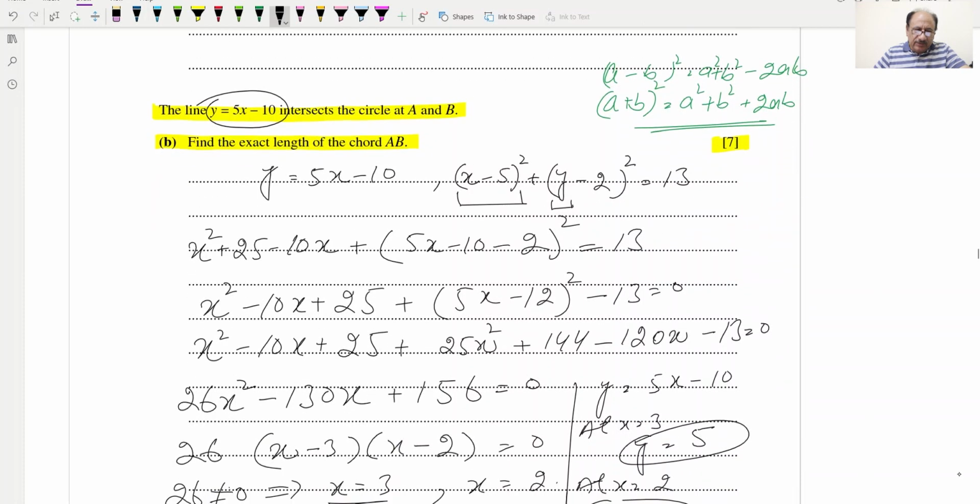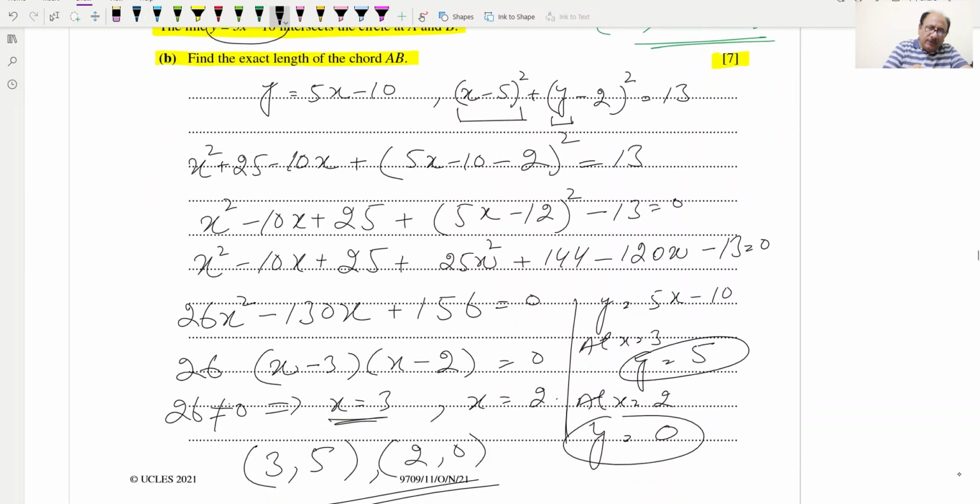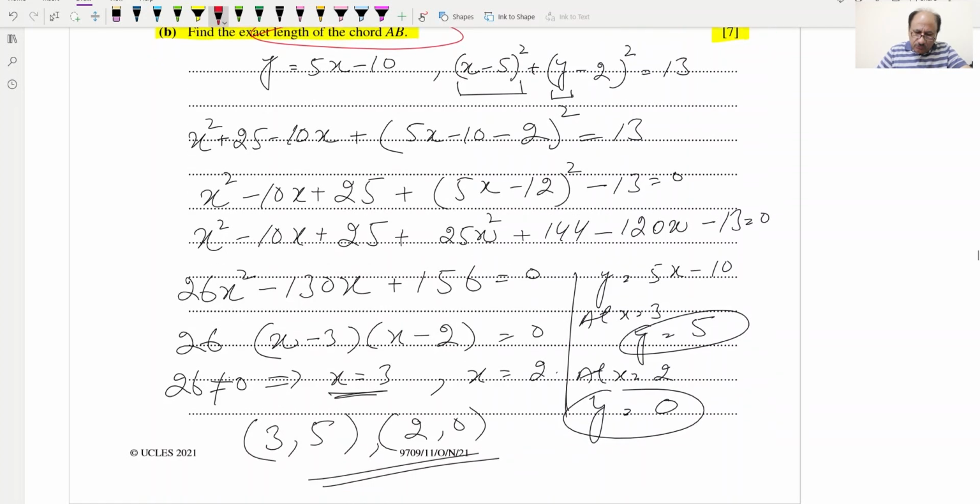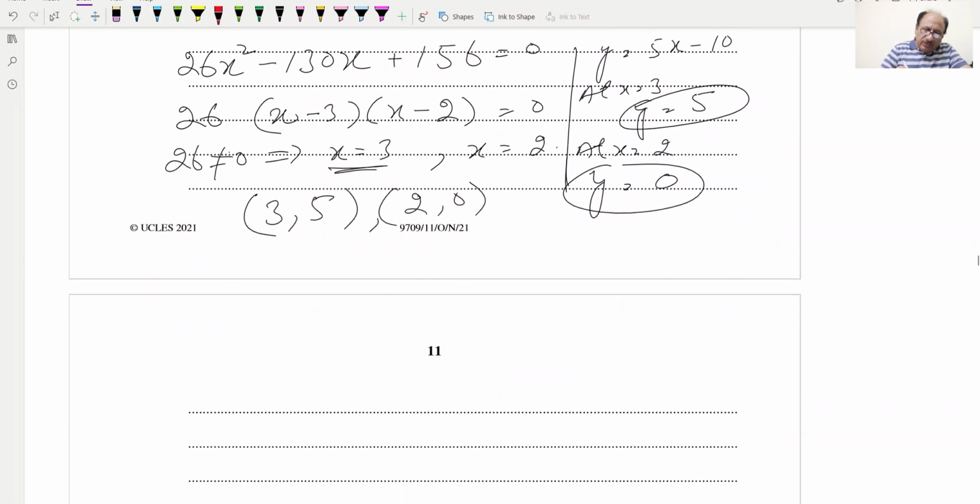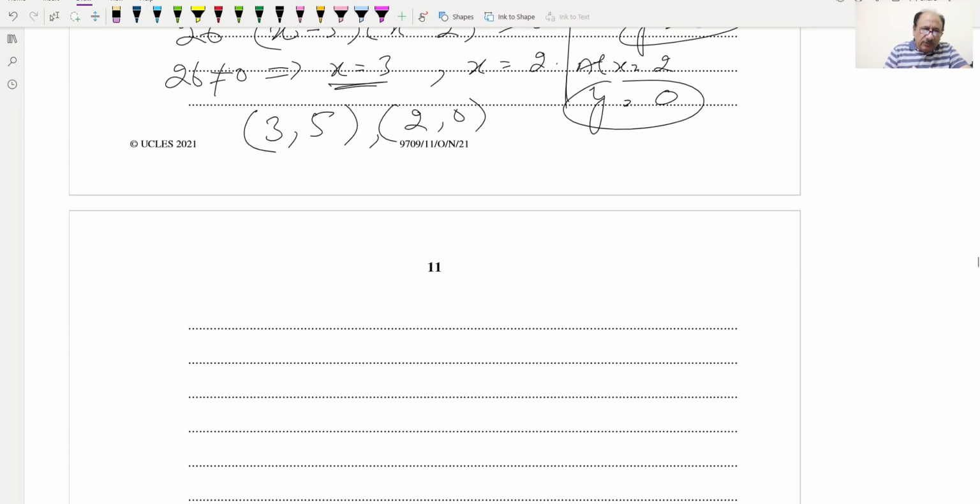And then they are saying find the exact length of the chord. To find the length of the chord, we are using these 2 points, and we can use these 2 points for the length of the chord.